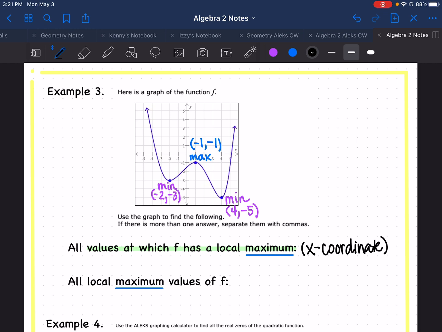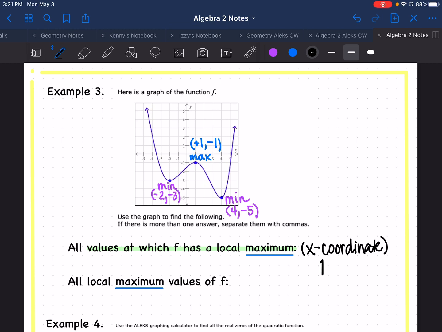So this would be, wait, did I get this wrong? No. Do I have the ordered pair? Oh, yes, I do have the ordered pair wrong. It's +1, -1. Hold on. There we go. So my answer here would be +1.